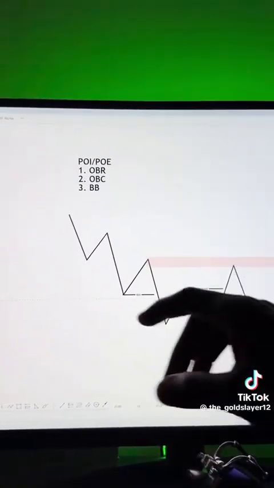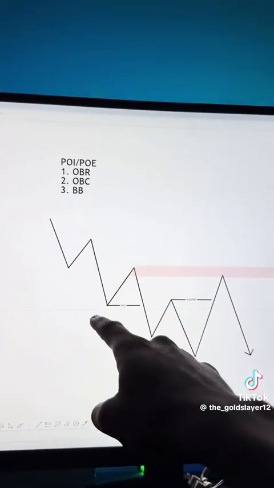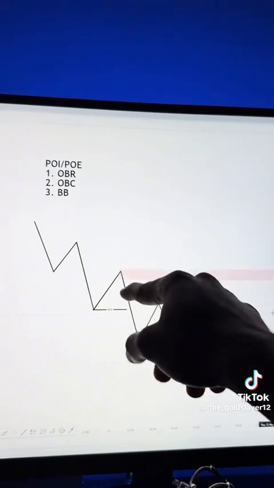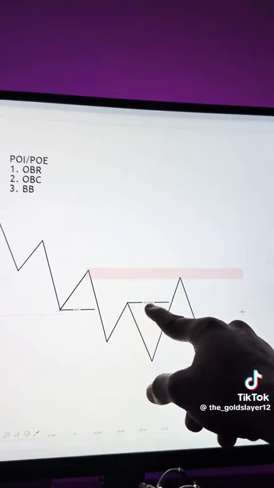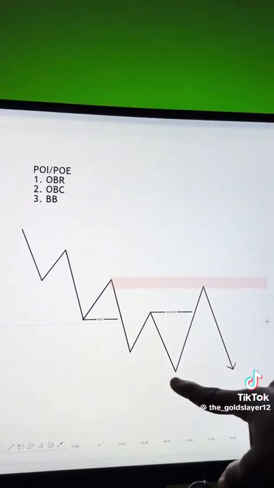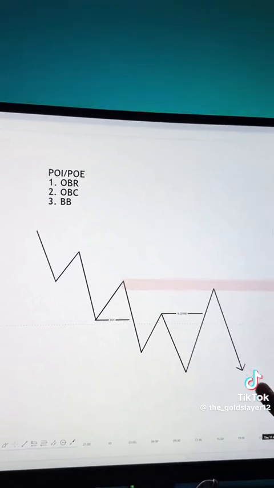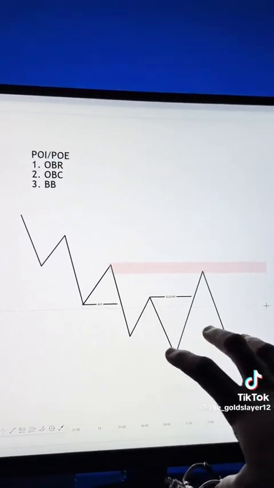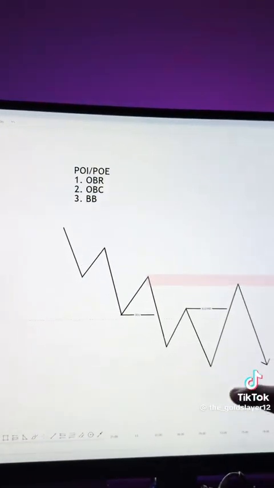So as you know, we've done the continuation entry model where you only need what? The break of structure, the order block that caused the break of structure. You find your structural liquidity, which is the first pullback that failed to touch your order block, and then the original pullback happens. You take the trade to the downside.